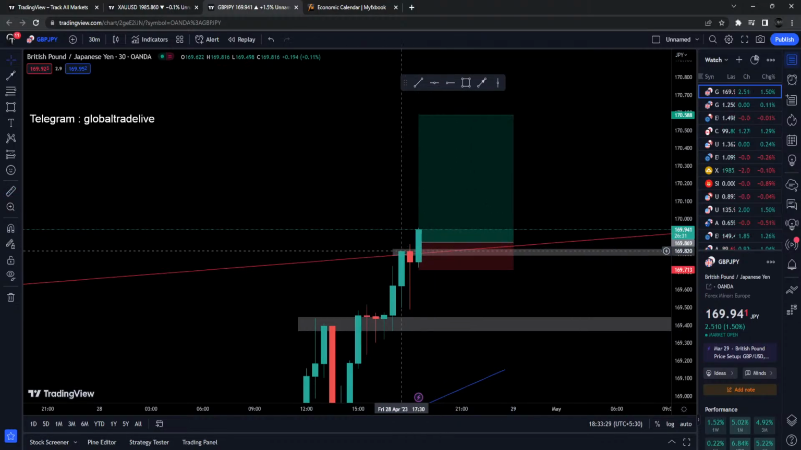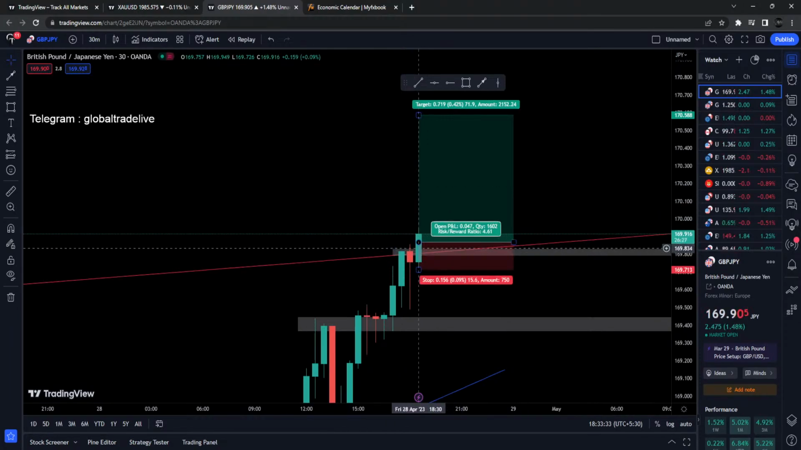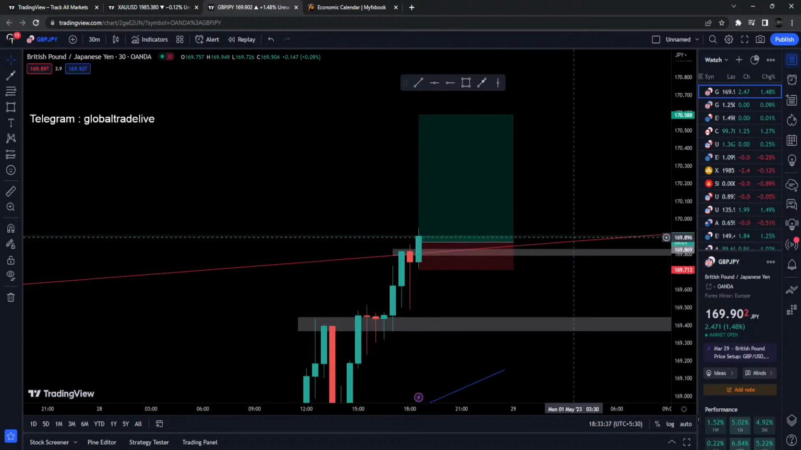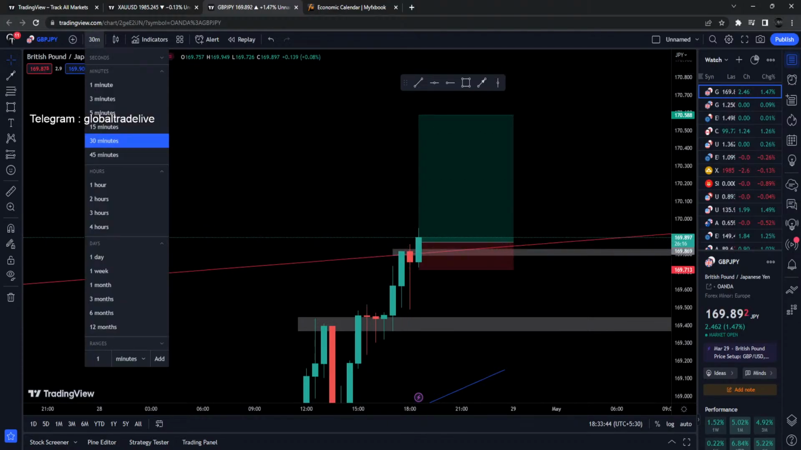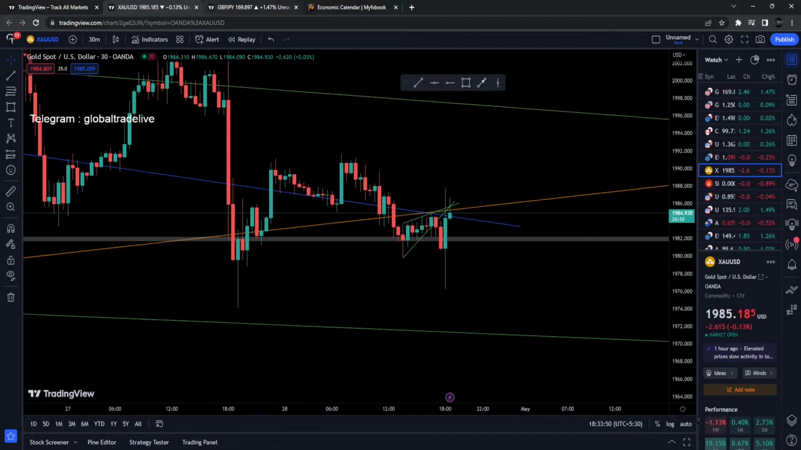So let's see how far it really goes, because if I would be taking a trade, then this will be the point where I will be taking the trade. But obviously I'm not taking this trade because of some reasons, so I'm gonna be very careful. So let's see if it continues to move up or if it just starts to move down.